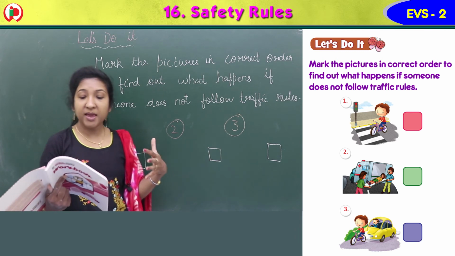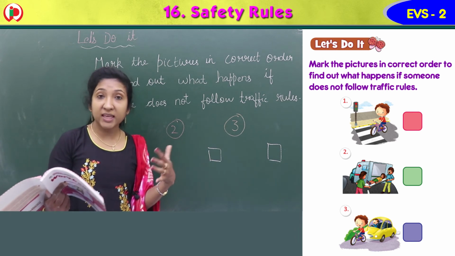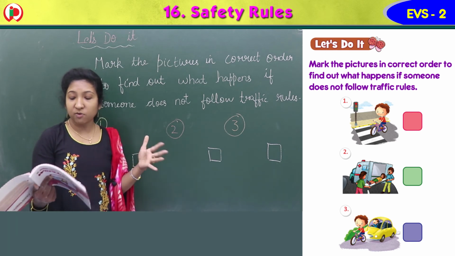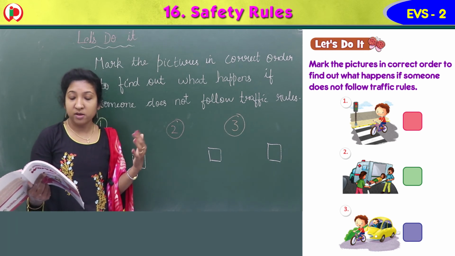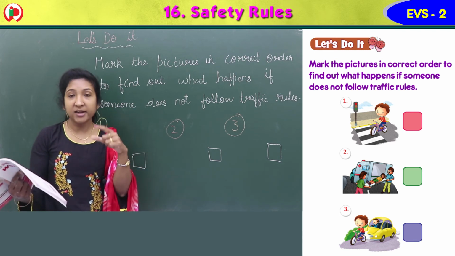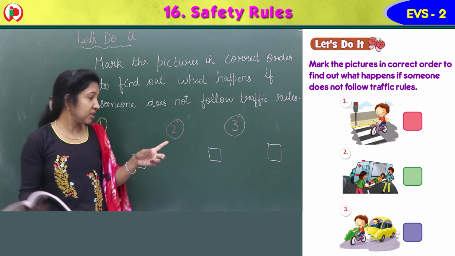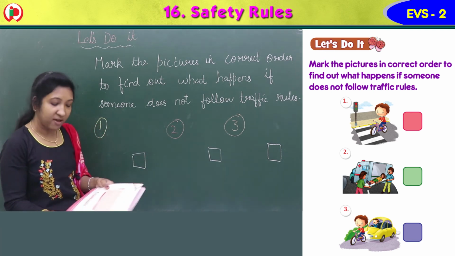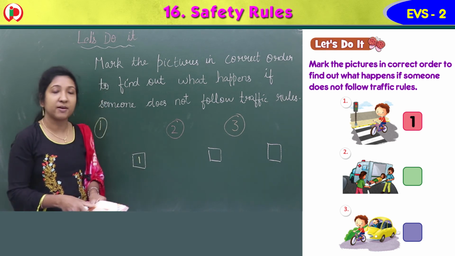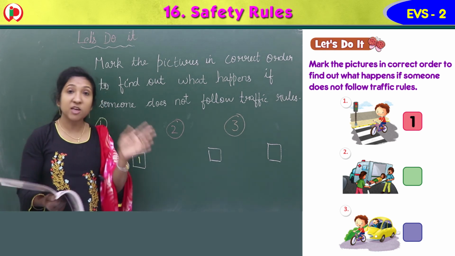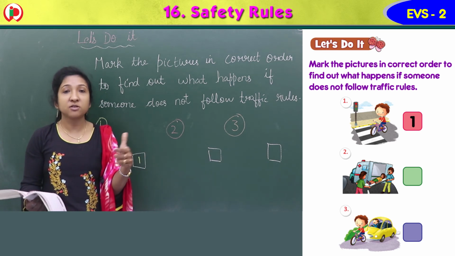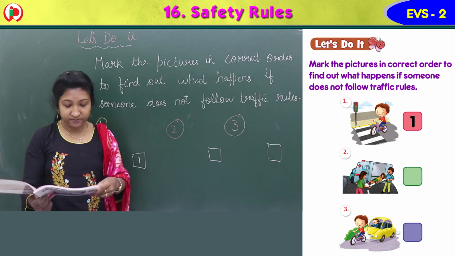So in this image, can you see the child is following the traffic rule? You have to mark what happens if someone does not follow. Mark the pictures in correct order. Actually, what happened? First, the child rode the cycle through the zebra crossing. So that is the first picture. Actually, he should not do that. The people should walk through that, isn't it?